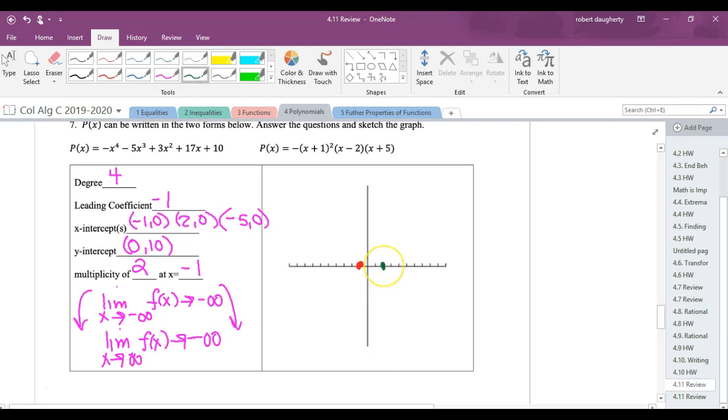So 2, 1, 2, 3, 4, 5, -5. The y-intercept is (0, 10). So this graph needs to start from below and hit all of these points and end from below. So it needs to go up, it needs to bounce, hit the y-intercept, and come down.